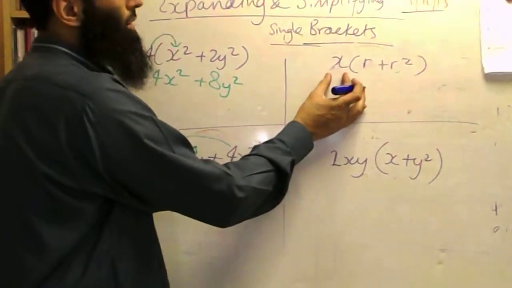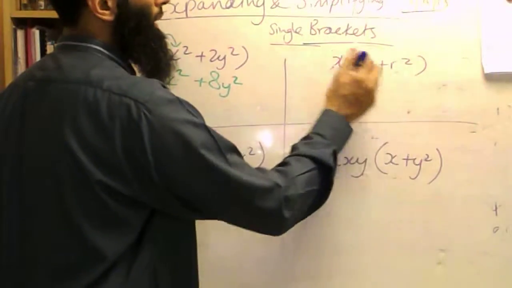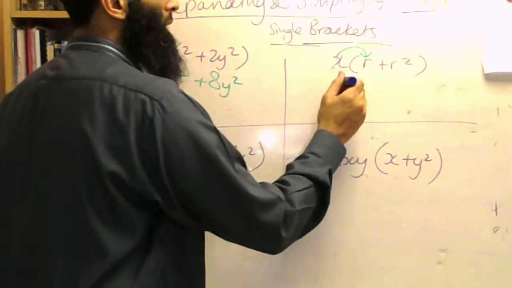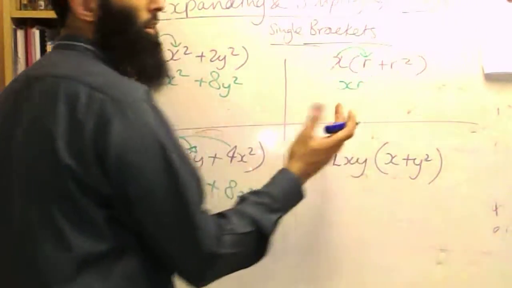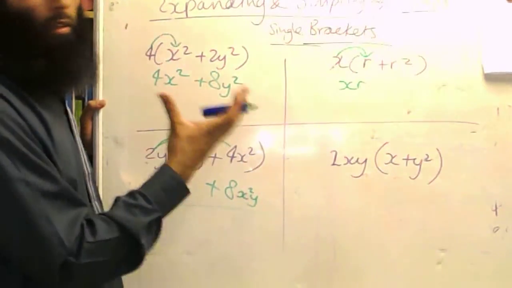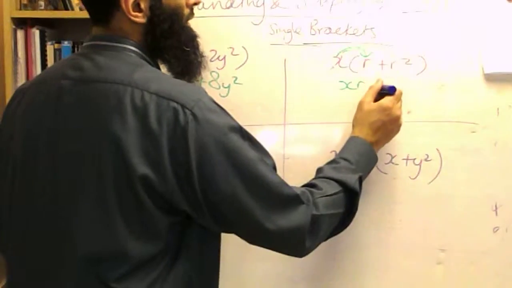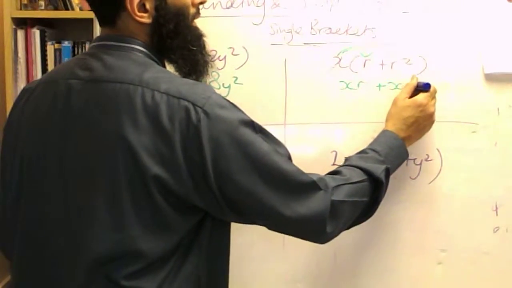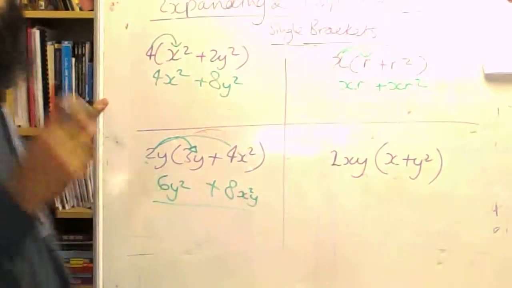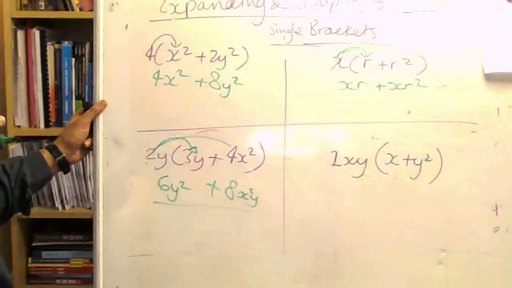Okay, the next question. We have x on the outside multiplied by r plus r squared. Well, x times r will just give you the product of those two together. You can't get any simpler than that. You can't do anything more than that with it. You have x times plus r squared. That will give you then x r squared. Okay, are you happy with that?